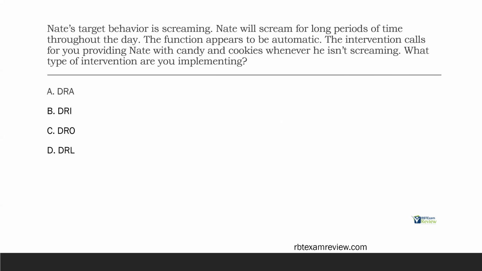We are delivering reinforcement when a behavior doesn't occur, okay, and there's no replacement behavior, so we are implementing DRO. DRA and DRI, all right, have to do with teaching replacement behaviors, okay? So if the question said, you provide Nate with candy and cookies whenever he asks for a break instead of screaming, now we're teaching a replacement behavior. Now we're using DRA or DRI, right? What's the difference between DRA and DRI?